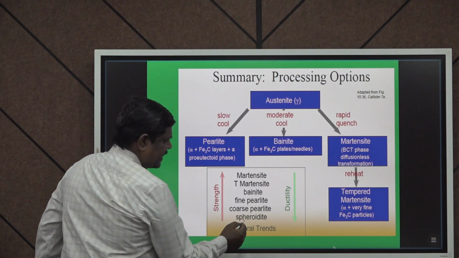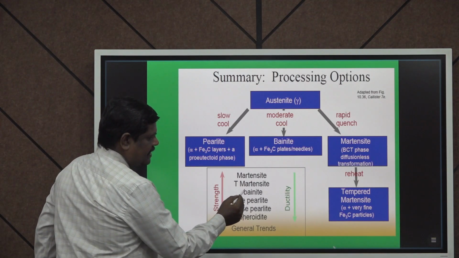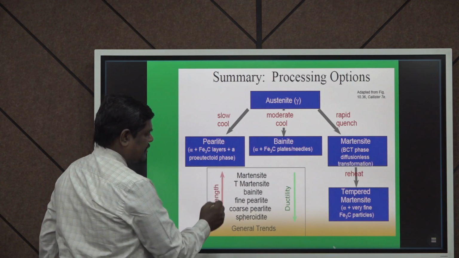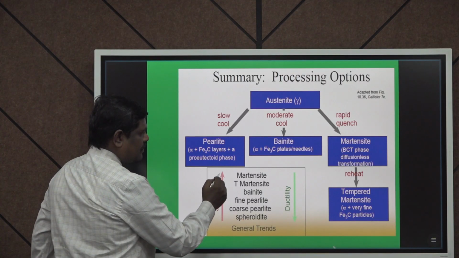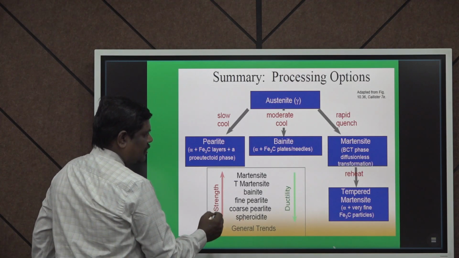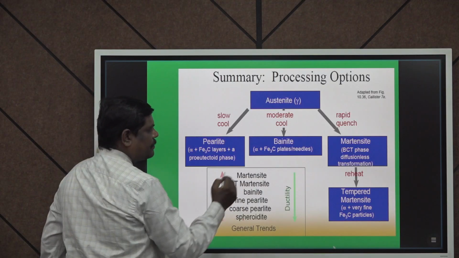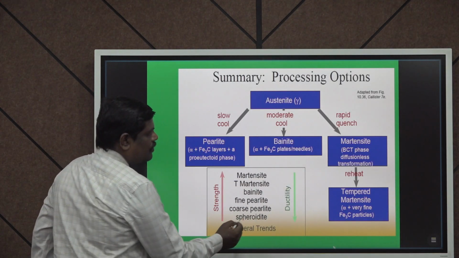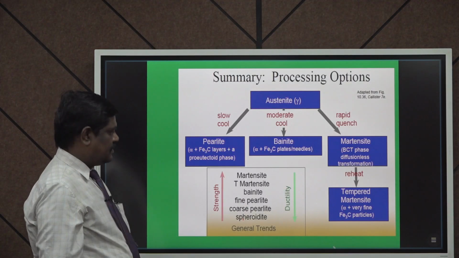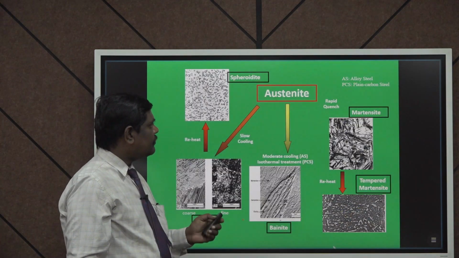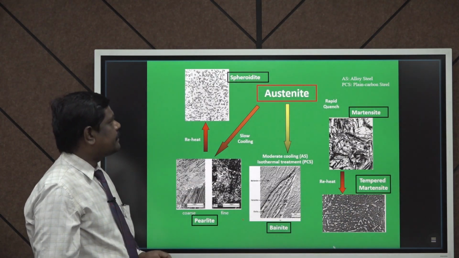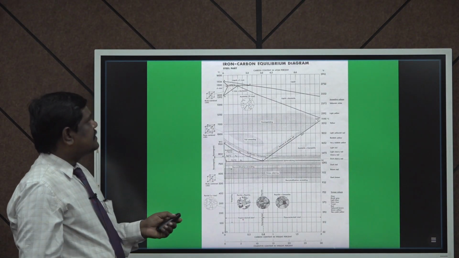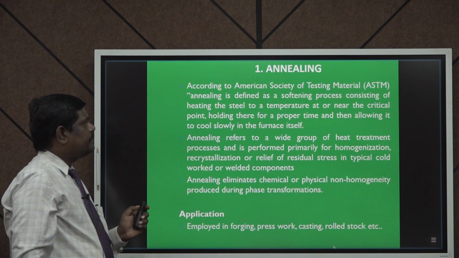See, spheroidite structure, coarse pearlite, fine pearlite, bainite, tempered martensite and martensite. The arrow indicates that in order to get high strength we go for martensite, and in order to obtain very good ductility we go for spheroidite structure. These are the diagrammatic representations of the various structures, and this is the iron carbon equilibrium diagram.